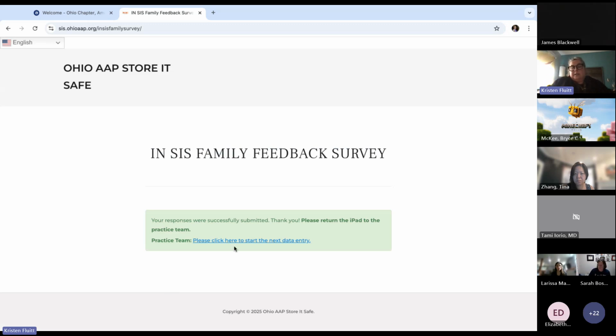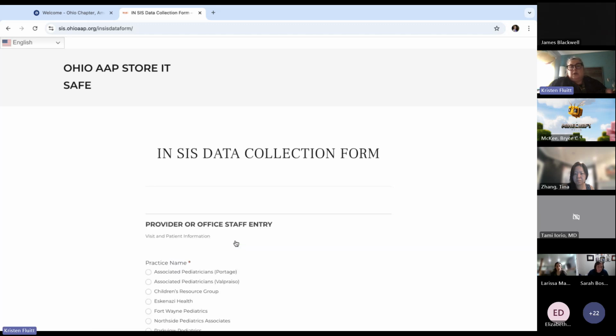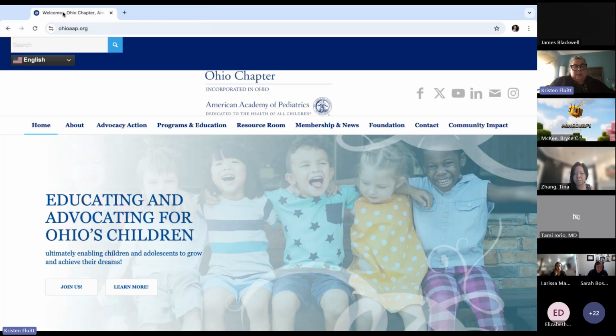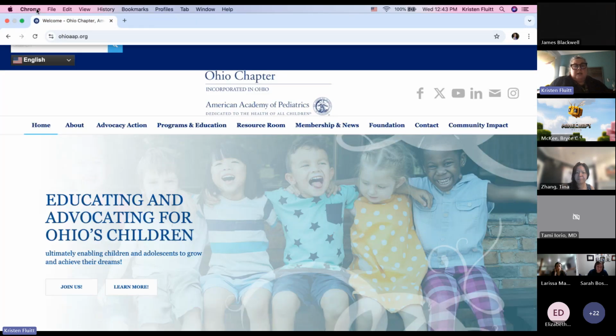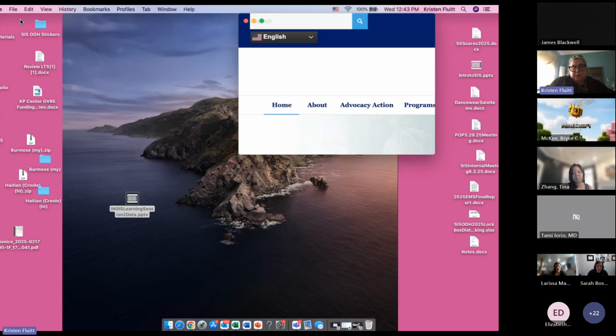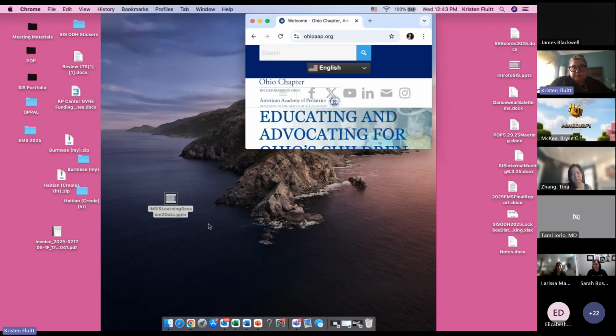And then there's a place here again where when you get the iPad back, you just click and it'll refresh the data entry. So, and then all the data is done and kind of entered. So hopefully that gives you an idea. I'm going to go back and pull my slides back up.